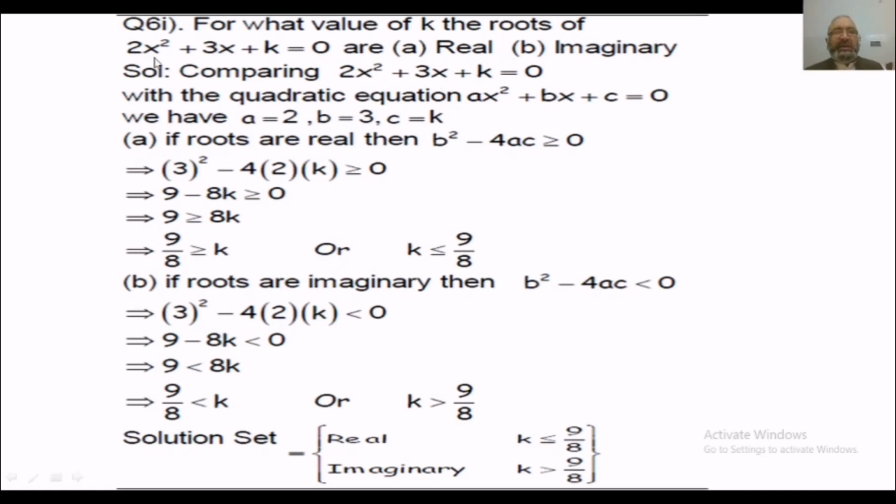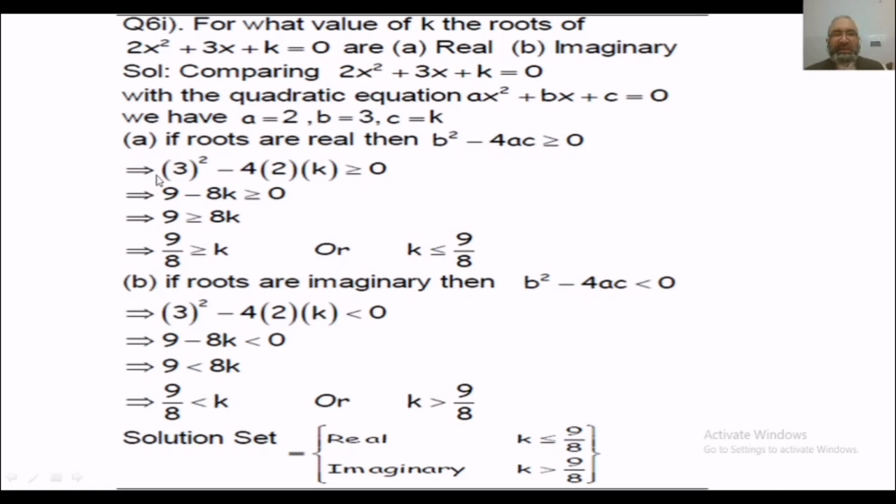First of all, comparing the given quadratic equation with the standard form of quadratic equation ax square plus bx plus c equal to 0, we have a is equal to 2, b is equal to 3 and c is equal to k. That is the value of a, b, c. Now for the first condition, if the roots are real, then the condition is b square minus 4ac is greater than or equal to 0.